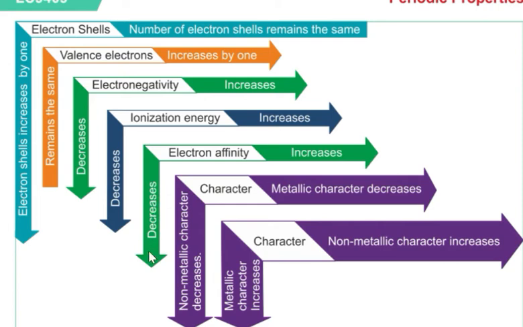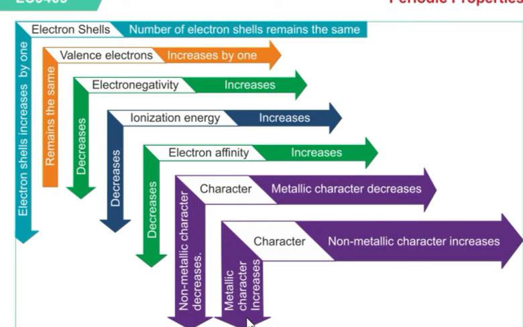Then the metallic character is decreasing as we move from left to right, from metals towards non-metals, and down the group the metallic character is increasing, as we get towards strong metals. Now the non-metallic character: when moving from left to right, the non-metallic character is increasing, and down the group it is decreasing.